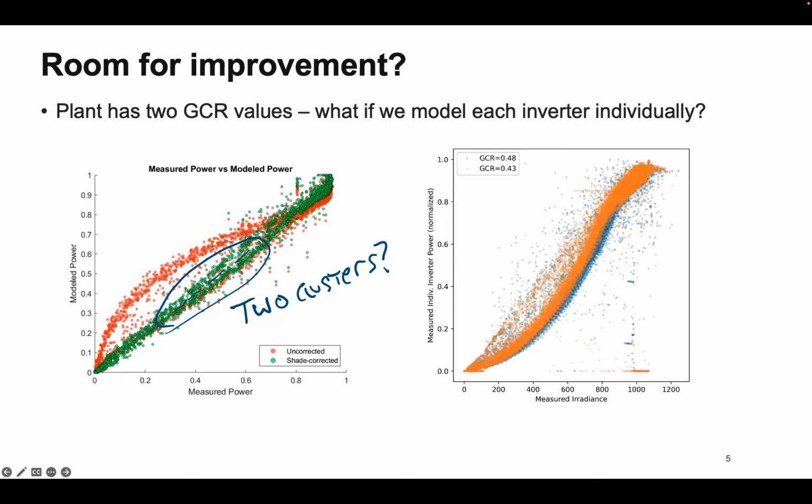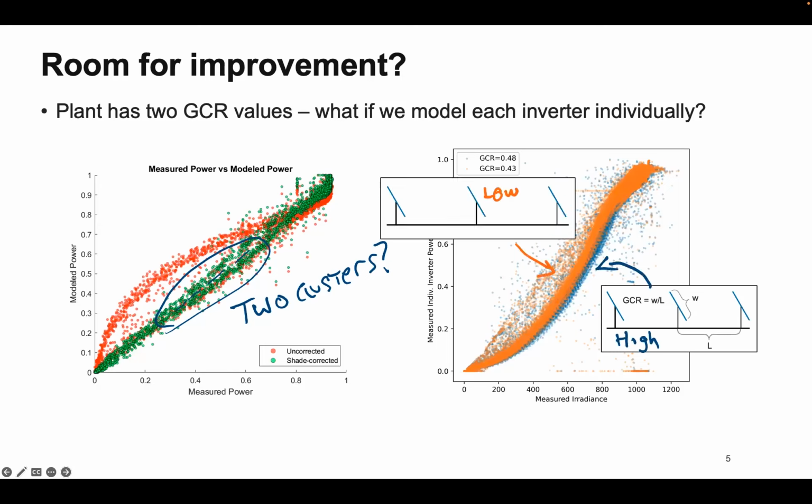And to give you an idea of the inverter level differences, this is measured data for two inverters with the higher and lower GCRs. And just quick background on what ground coverage ratio is: the ratio of the width of the PV array to the space between rows. And so this is roughly to scale for the higher GCR, and then this diagram here is roughly to scale for the lower GCR, to give you an idea of what we're looking at within this plant.